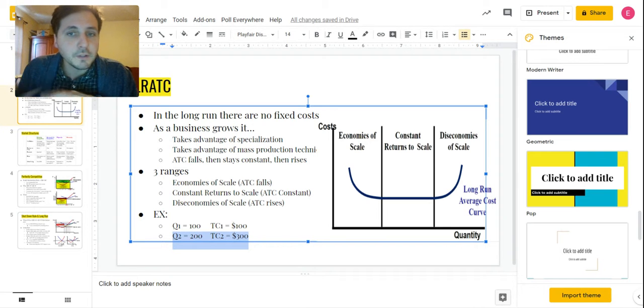Well, where am I at on this graph over here? My average total cost is increasing, so I must be at diseconomies of scale, where an increase in quantity increases my average total cost. All right, be able to show that if that average total cost had gone down, that'd be in this range. If it was the same, if going from here to here still was an average total cost of $1, then I'm here at constant returns to scale.